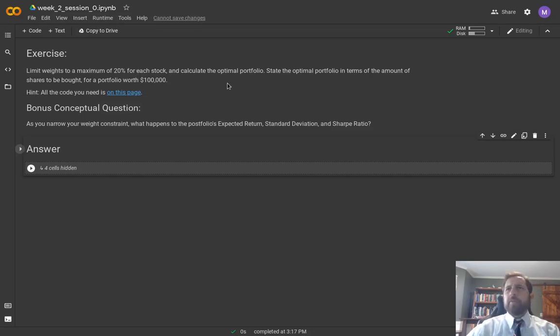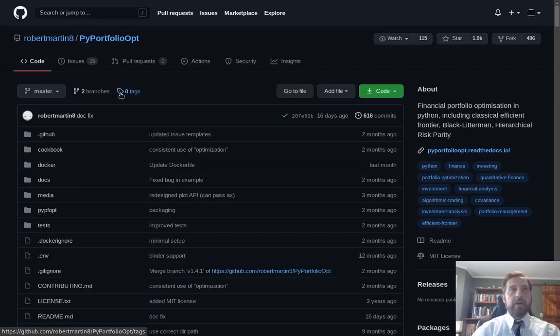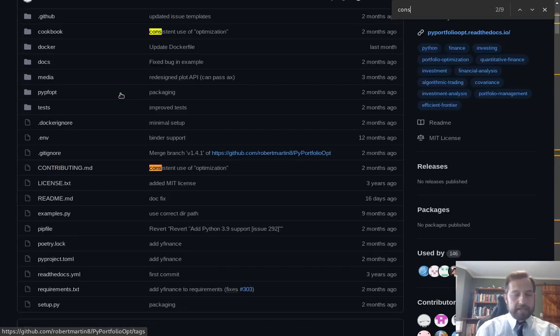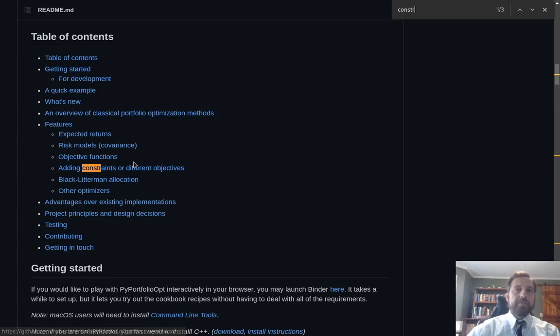And I think I'm going to put a constraint here that you can't short. So each weight has to be between 0 and 20%. To do that, all we have to do is look at the GitHub README, right? And we can Control F and look for constraint, C-O-N-S-T-R. There we go, adding constraints and different objectives and so forth.